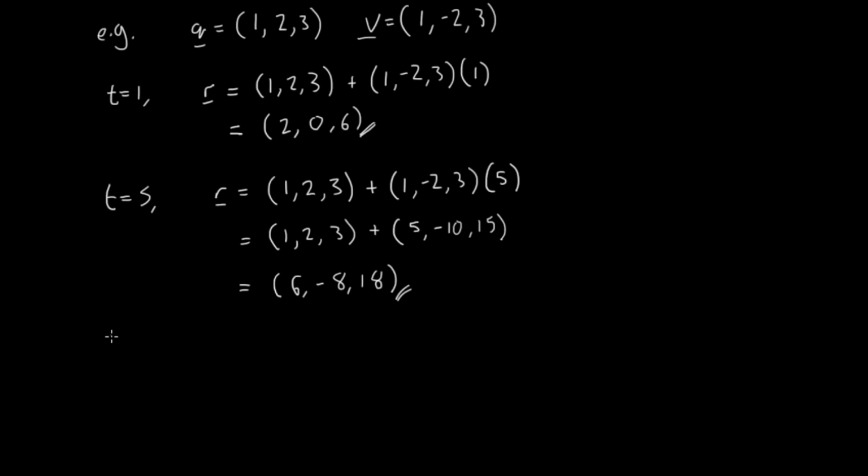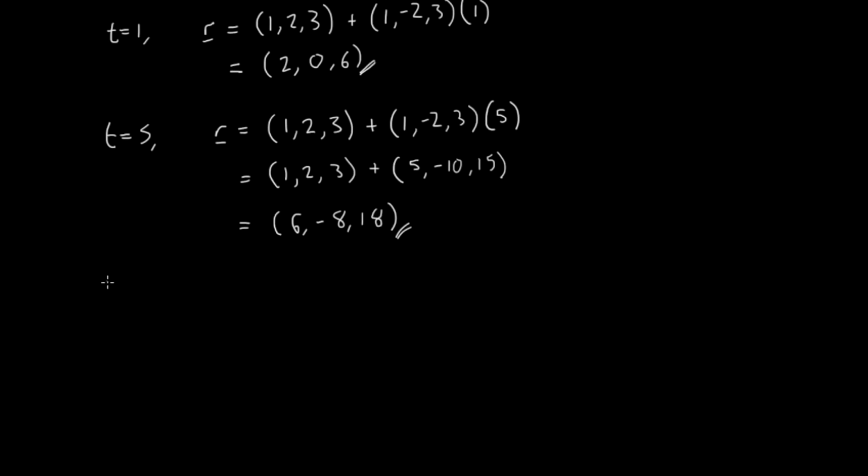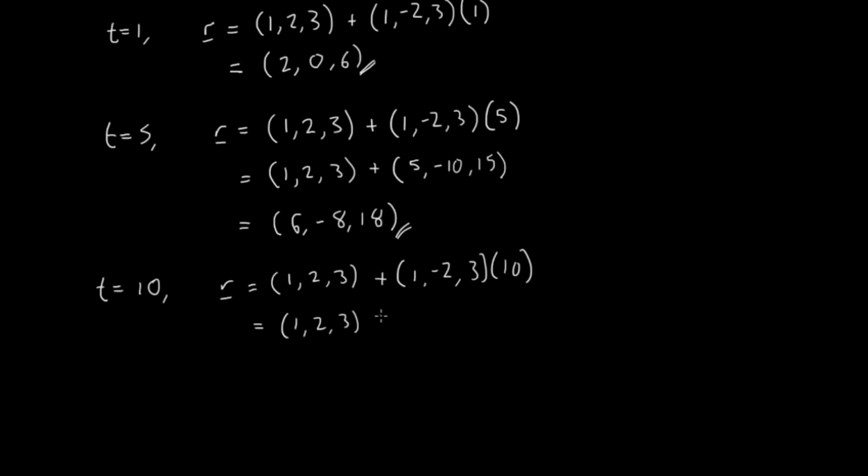And finally, what happens after, say, 10 seconds? I'll just scroll up a bit. So all we do is replace t by 10, and we do the same thing again. So the Q vector remains the same, plus the velocity vector, and this time we multiply the velocity vector by 10. So it's Q plus V times t. So we have 10, minus 20 and 30. So if we add these two vectors together, we have 11, minus 18 and 33.